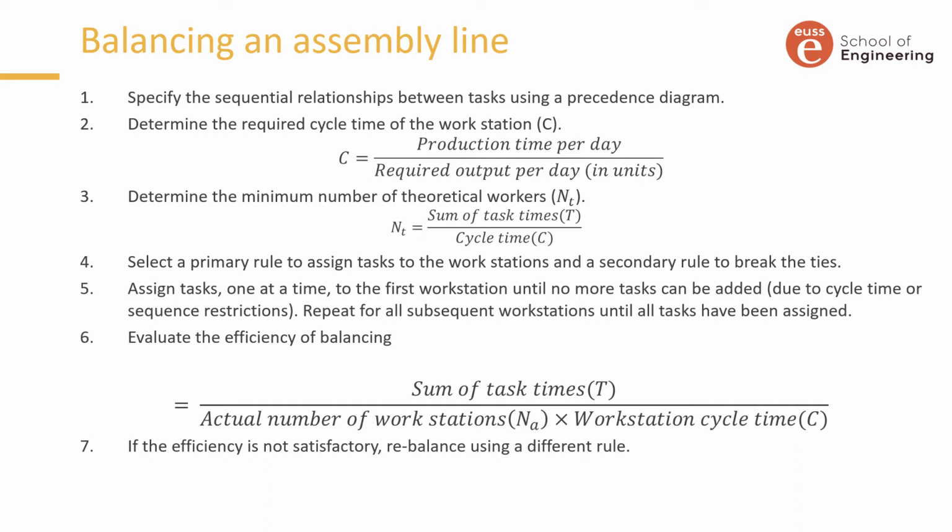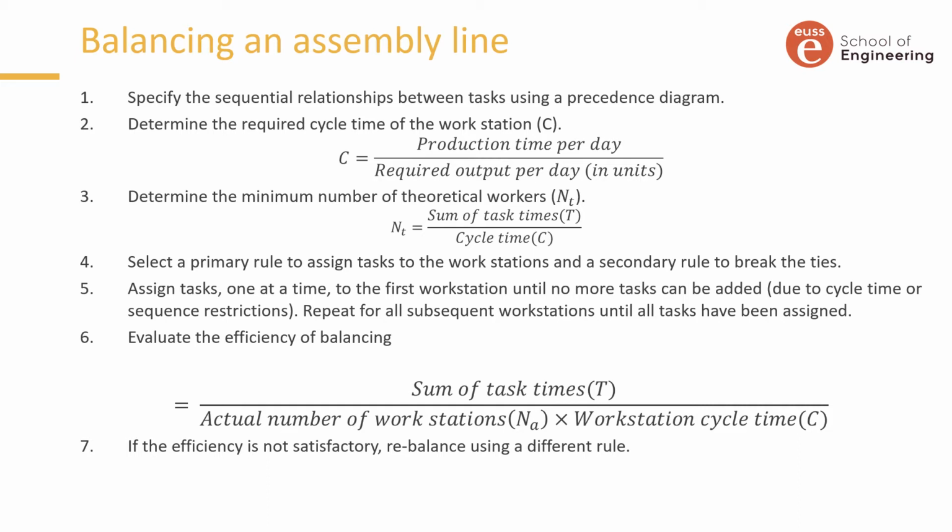So, point 5, assign tasks one at a time to the first workstation until no more tasks can be added. So what is the meaning of until no more tasks can be added? When we understand no more tasks can be added, always we should compare the total tasks assigned to that workstation up to that moment with the cycle time. So this difference tells us if we can assign a task that fits in this difference or not. We'll see in our example.